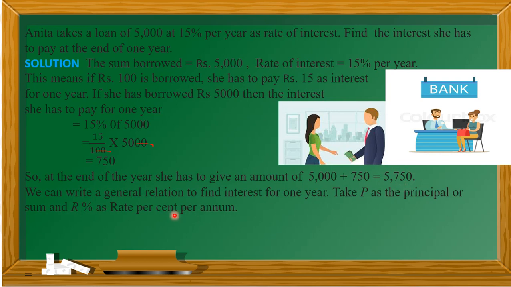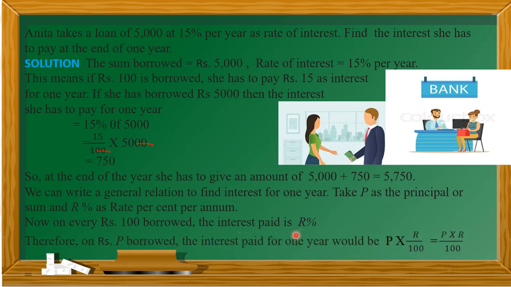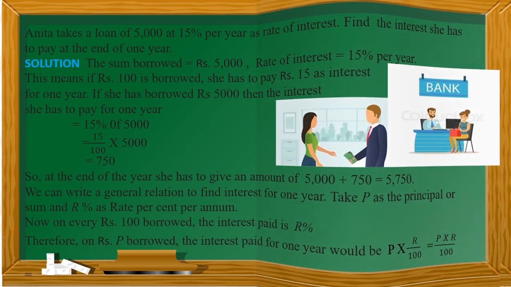So we can write a general relation to find interest for 1 year. Let P be the principal, the money which was borrowed, the sum, and R% the rate percent per annum. So on every rupees 100 borrowed, the interest paid is R%. So if rupees P is borrowed, then the interest paid for 1 year would be P into R%, or P into R upon 100. This is for 1 year.